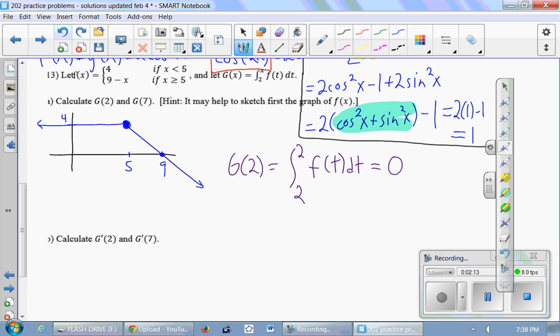So let's see, g of 7 is the second part. So let's try that one. G of 7 equals, okay, same function. It's the integral from 2 to x. So now it's the integral from 2 to 7 of f of t dt. Okay, so the integral from 2 to 7 of some function represents the area between that function and the x-axis. It's really a signed area, right?